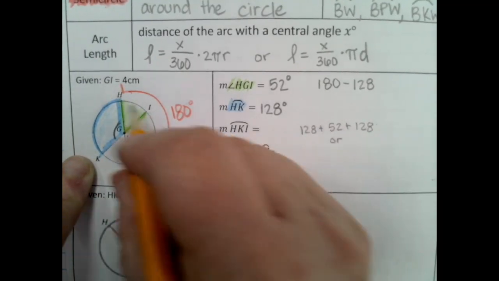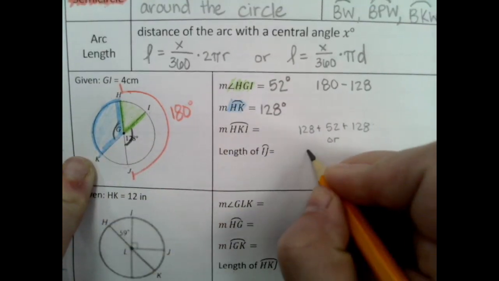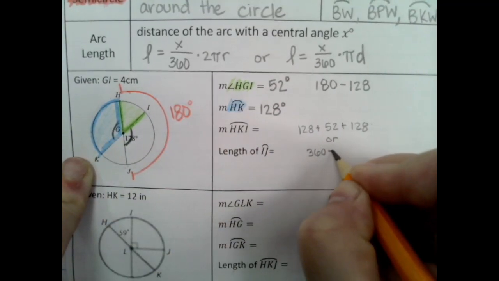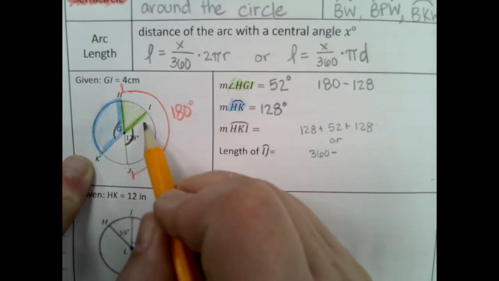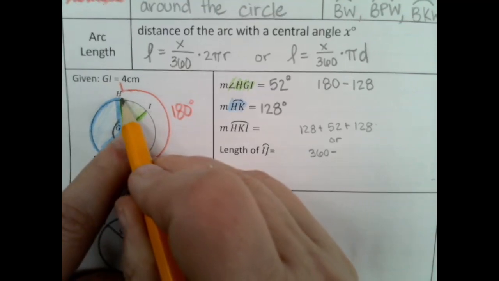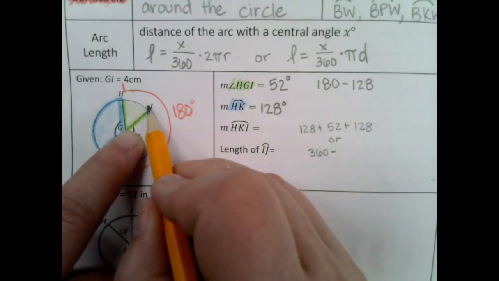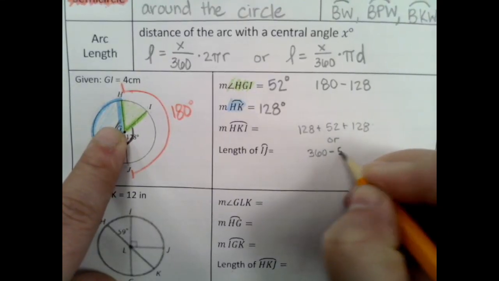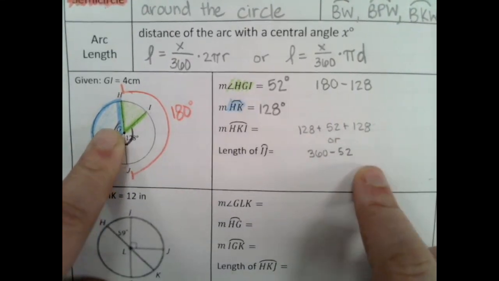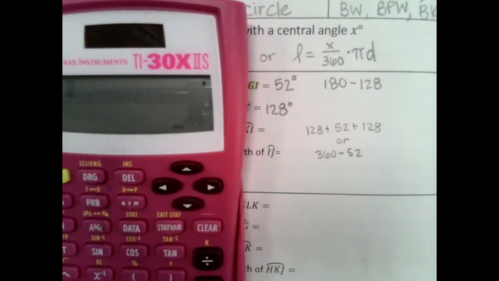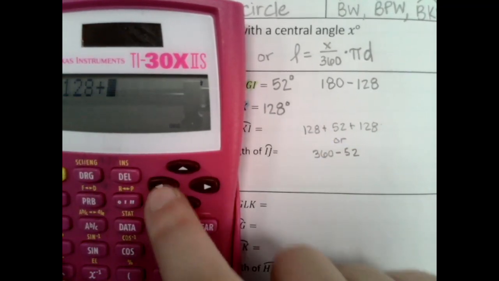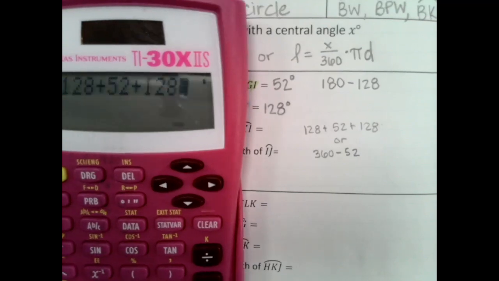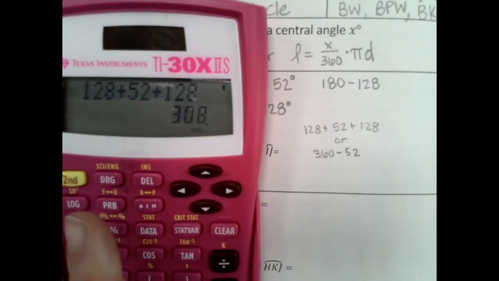Or we could take the whole circle, 360, and take away the one part we aren't covering, which is the H to I part. I'm still going H to I, but I'm going the other way. So how much was this H to I? 52 degrees. So 360 minus 52. So lots of ways to get your answer there. Like I said, some people might do 128 plus 180. I personally would do 128 plus 52 plus 128 because that's how my brain works. Either way, we get 308.